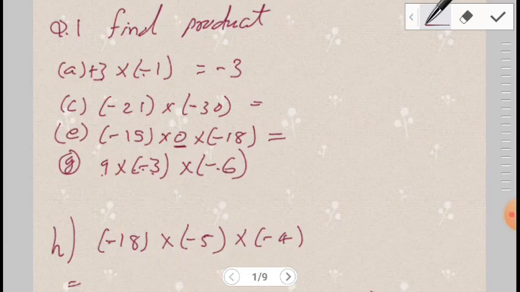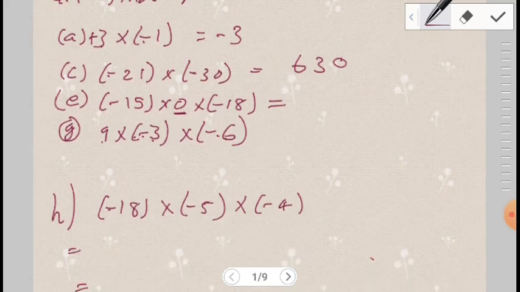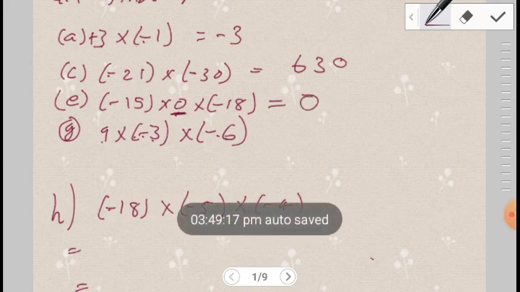For the second one, here we have 21 into 30, so it becomes 630, and sign, so minus minus plus, so it will be a positive 630. In the next one, if you multiply 0 with any number, it always becomes 0. We need not calculate that number.